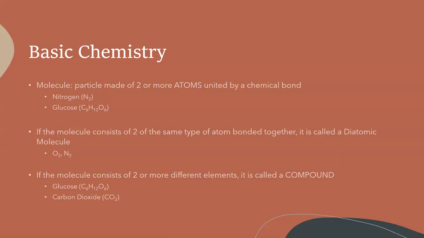If the molecule consists of 2 or more different elements, it is called a compound. So glucose, that's sugar, C6H12O6, is a compound. Carbon dioxide is a compound. These are diatomic molecules. These are compounds.